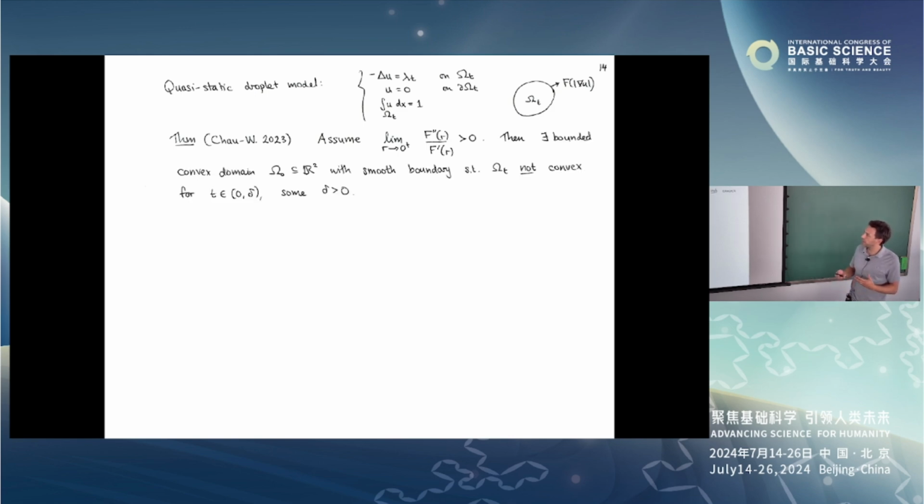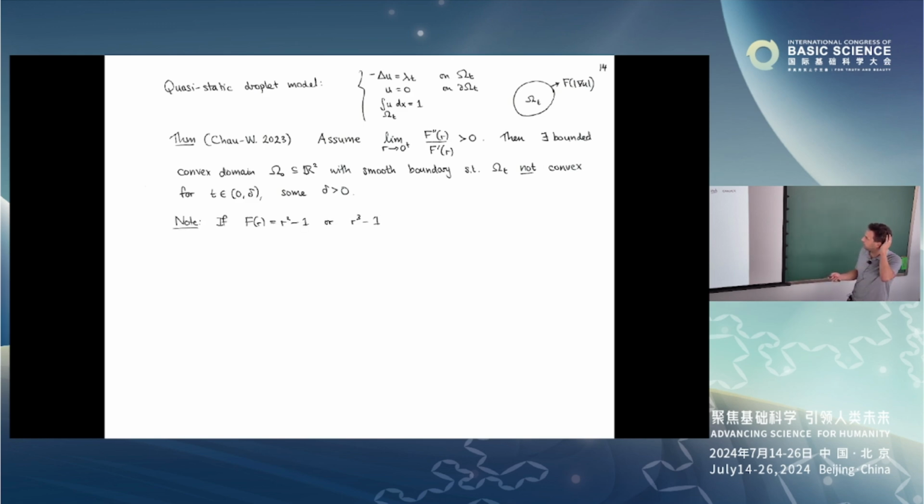Then we find an example where convexity is not preserved. So you immediately lose convexity. You might hope that this liquid drop, that its footprint, if it's convex initially, will remain convex. It turns out that's not the case. So we find a bounded convex domain with smooth boundary such that it just immediately breaks that convexity. So instantaneous convexity breaking.